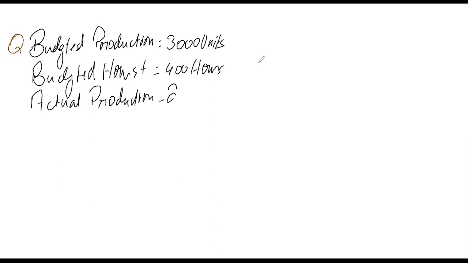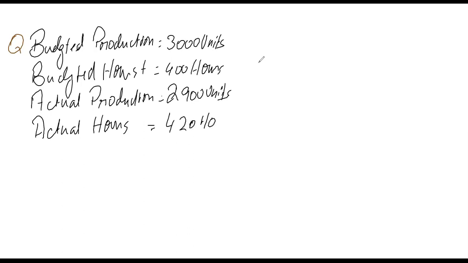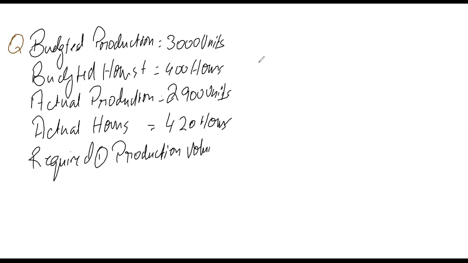is just 2,900 units, and the actual hours taken is 420 hours. Now you are required to calculate the production volume ratio. You are required to calculate the production volume ratio firstly.